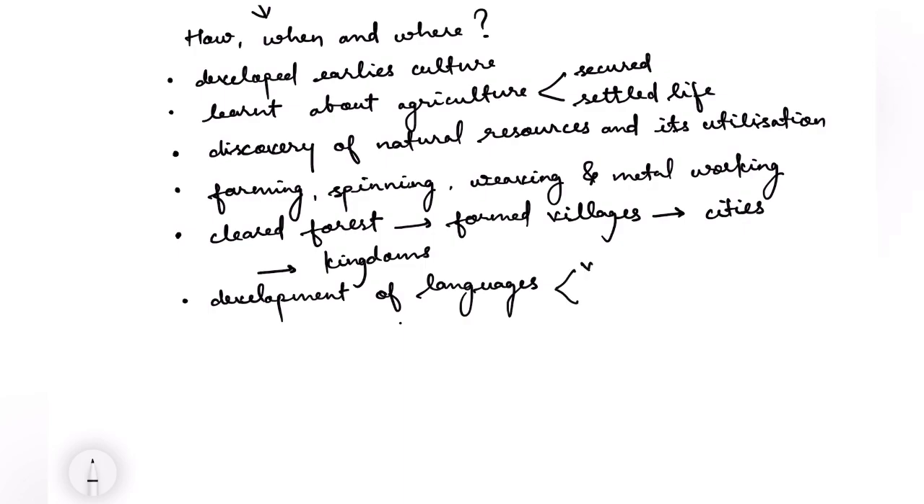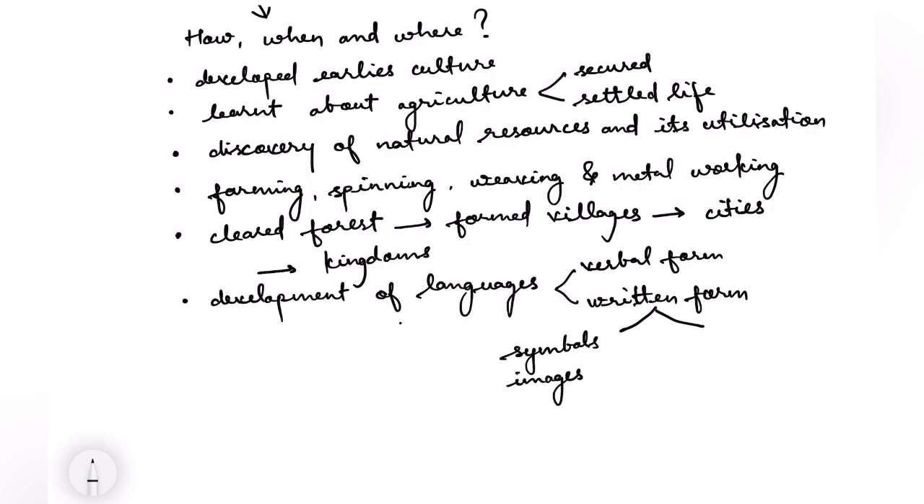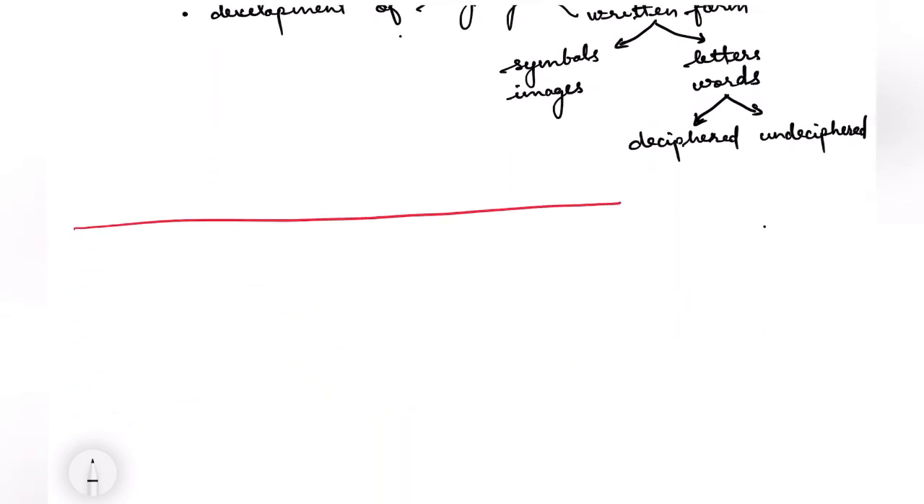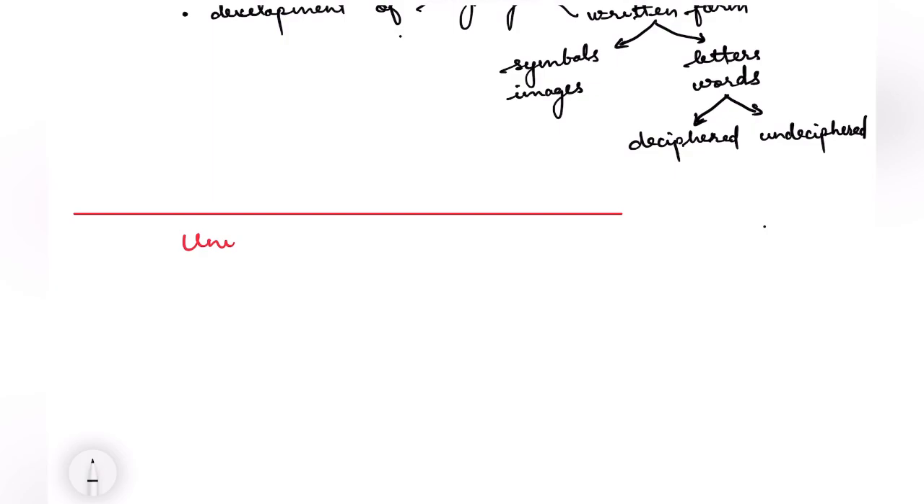Then we will also get to know how languages developed over a period of time. Initially they must have used verbal and non-verbal languages, and with time they would have developed the written form of languages as well. Probably the written form started with symbols and images first, and then they started developing letters and words. Some of them are deciphered and some of them are not.